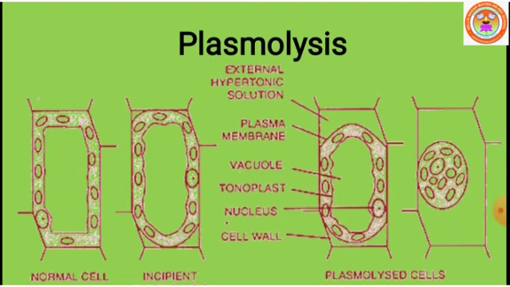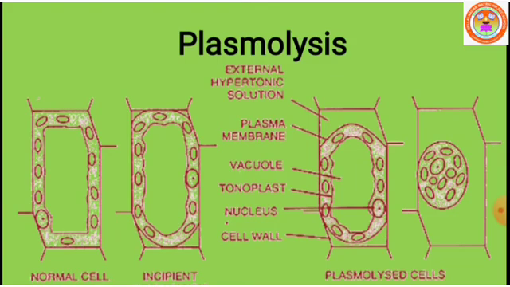See this picture, on the left side you can see a normal cell. The normal cell is placed in a highly concentrated solution. Thereby the water present in the cell comes out. So at the beginning the cell membrane moves away from the cell wall. Later it completely shrinks and totally moves away from the cell wall.